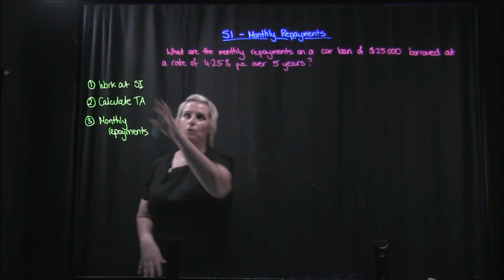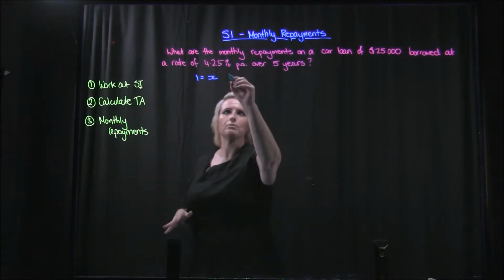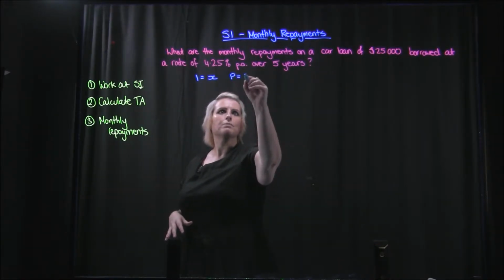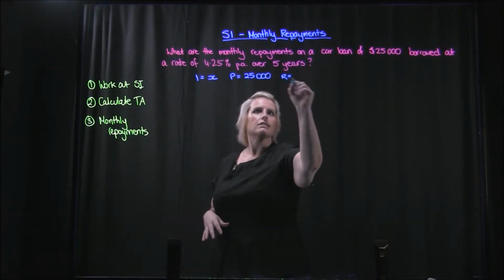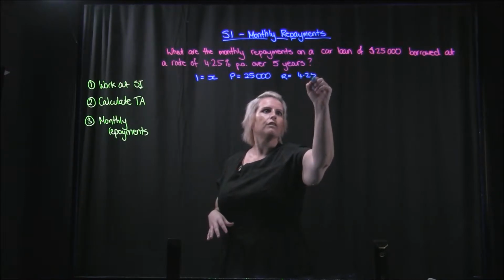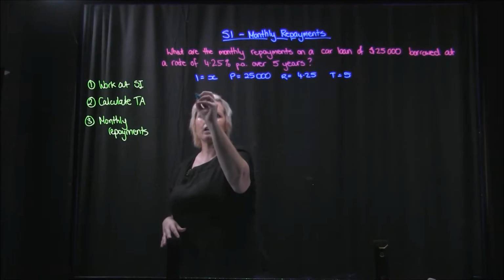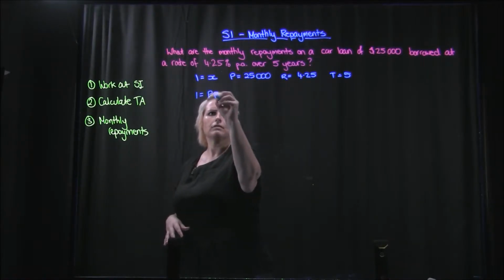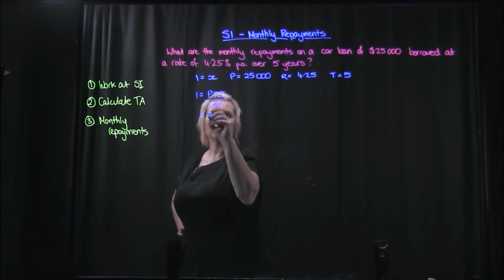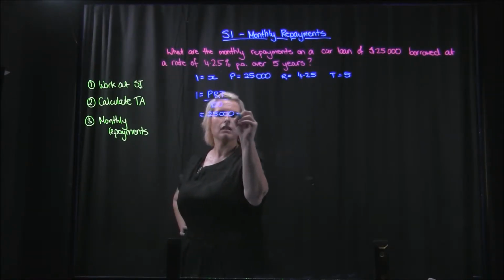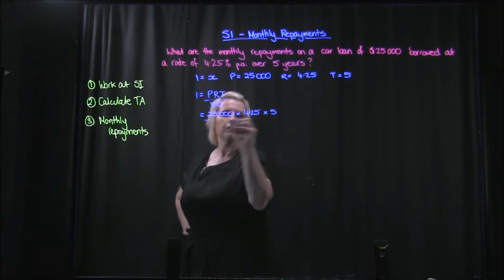Okay, so for this one, we're going to work out the simple interest. The first thing I'm going to do is go, right, interest, I don't know. I'm going to identify my variables. My principal is $25,000. My rate is 4.25. Time is 5 years. So I start with my formula. I equals PRT over 100. Then I sub in, so my principal is 25,000. My rate, 4.25. And my time is 5.